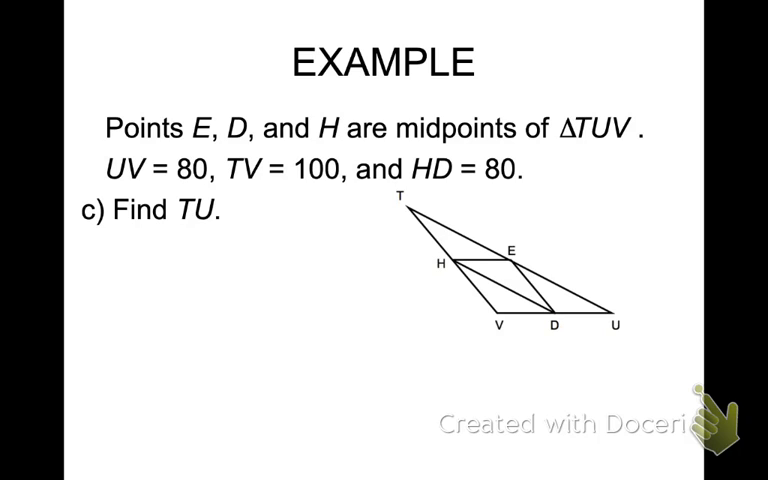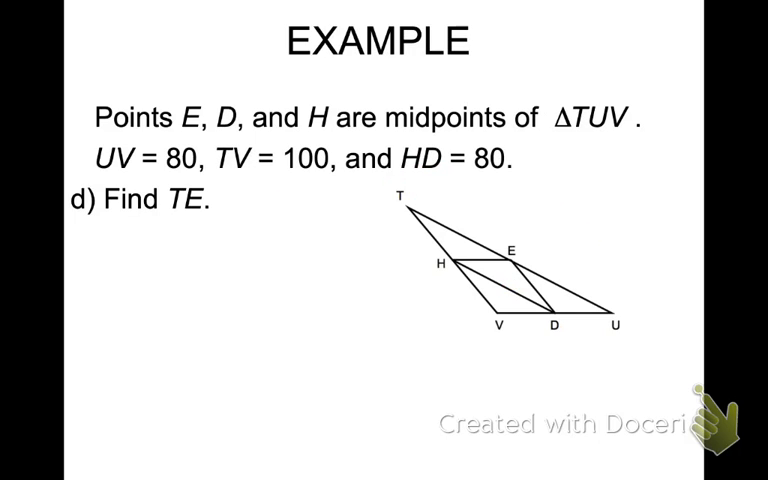TU, I think we already labeled that, right? HD we were told is 80, so TU would be double that, so 160. TE is right here. So if this whole thing is 160, then each of these would be 80. And that concludes those parts of the notes.